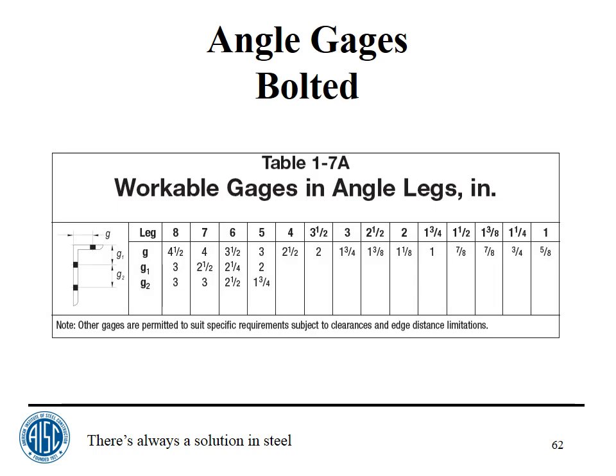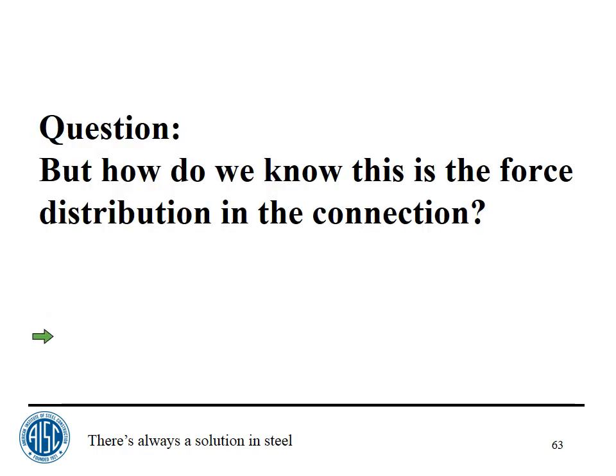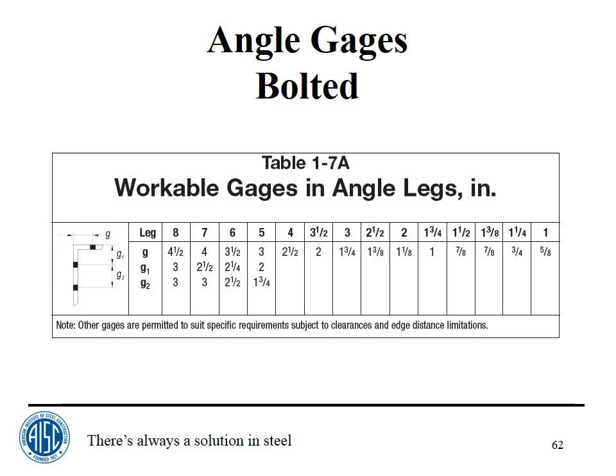This table is in the manual. I don't know exactly what page it's on, but if you go to Part 1 of the manual, it's Table 1-7A, and it gives you the workable gauges for angle legs so that the bolts and the washers and all of that stuff fit. Note, other gauges are permitted to suit specific requirements or to suit clearances and edge distances, but these are the standards unless you've got some other reason to pick something. But there's no way you're going to detail this thing with a 7/8 gauge.